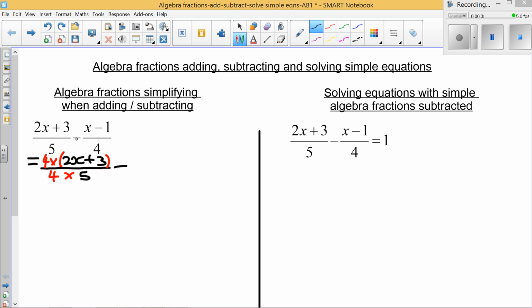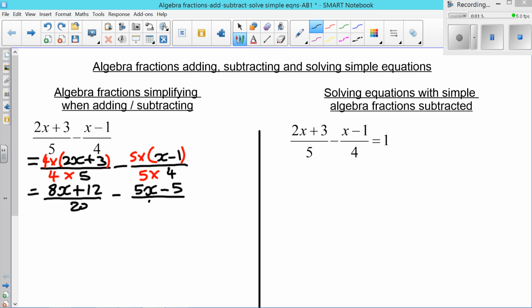Minus my second fraction, which is x minus 1 over 4. I multiply my 4 by 5, and I do the same to my numerator. Expanding these two brackets, 4 times 2x is 8x, 4 times plus 3 is plus 12 over 20, minus 5 times x is 5x, 5 times minus 1 is minus 5 over 20.